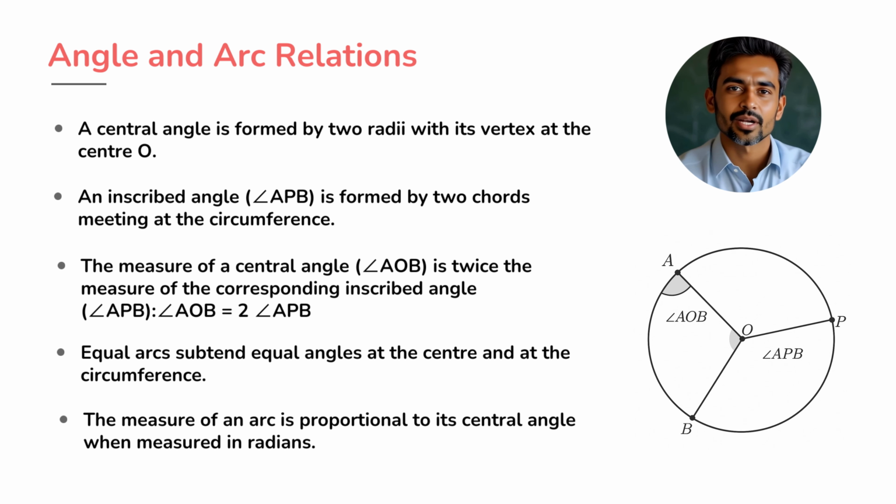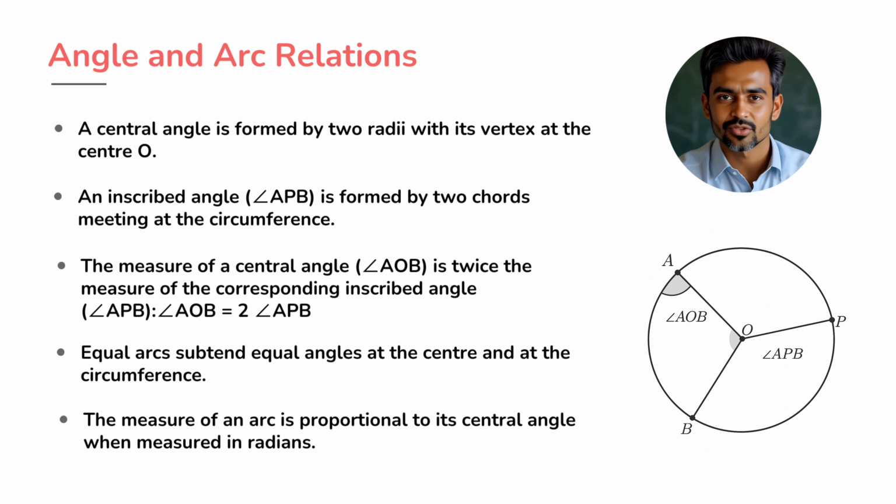Let's now look at how angles and arcs behave inside a circle. A central angle is formed when 2 radii meet at the center. For example, if you draw OA and OB, the angle formed at O, say AOB, is the central angle. Now, take 2 points A and B on the circle and join them to another point P on the circumference. The angle APB formed here is called an inscribed angle.